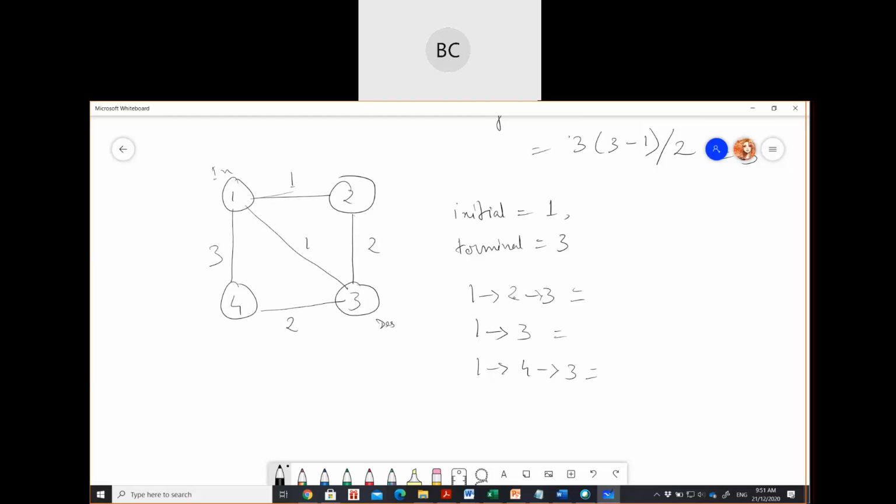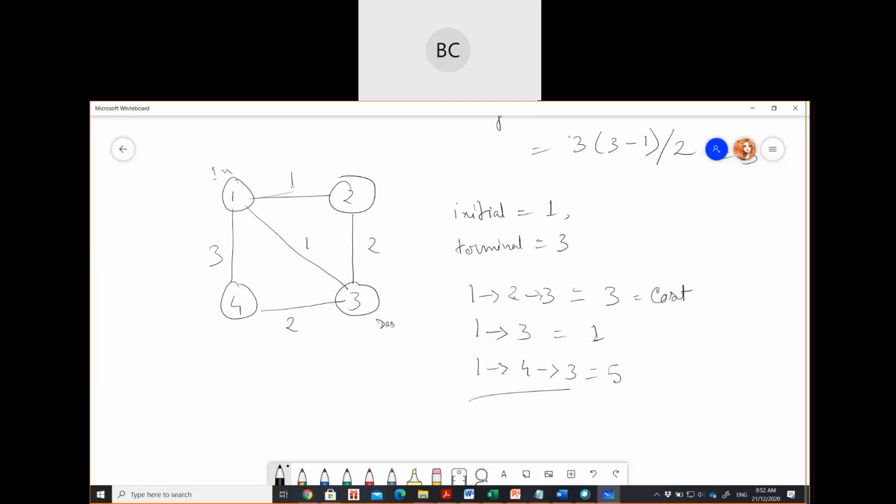Cost will be the addition of all the costs, means all the values in your way. So for this path, the cost will be 1 plus 2, 3. This is your cost to follow this path. Then from 1 to 3, the cost is 1. Then again for this path, the cost will be 3 plus 2, 5. Okay. So which path is having less cost?